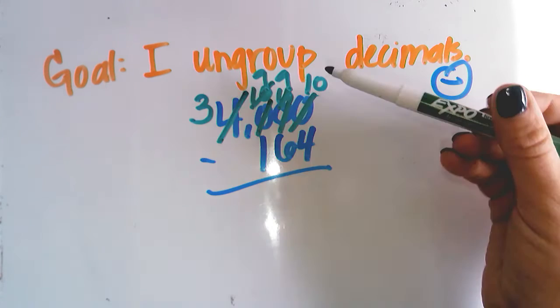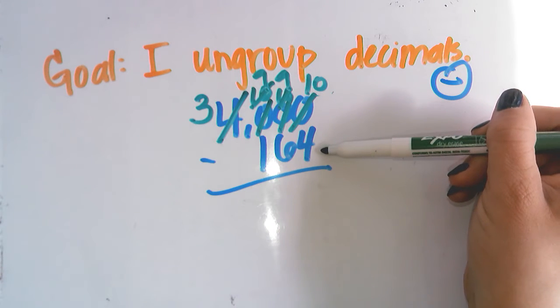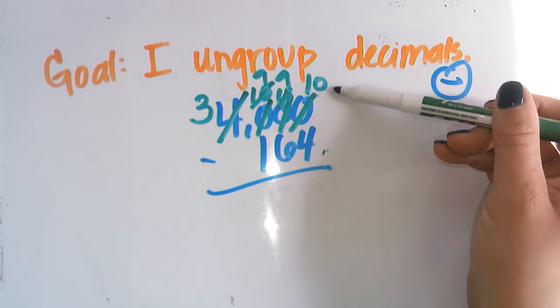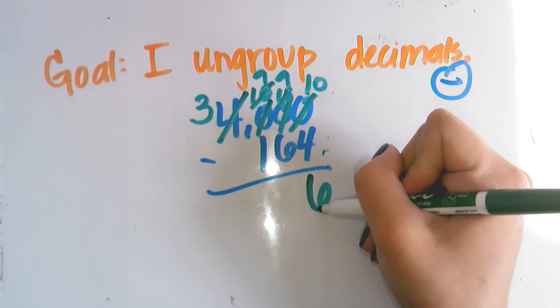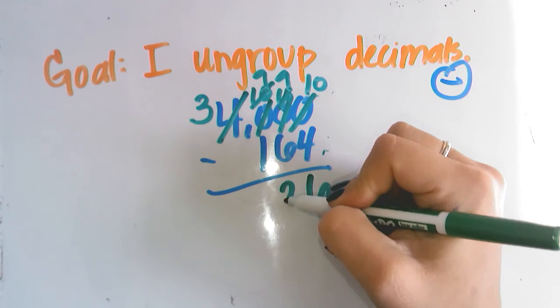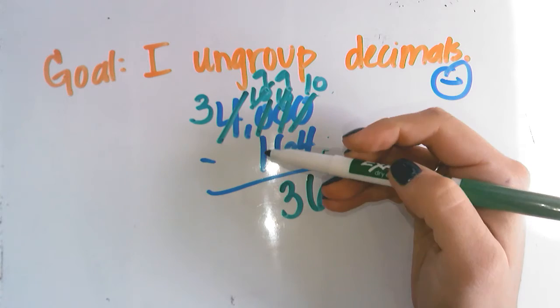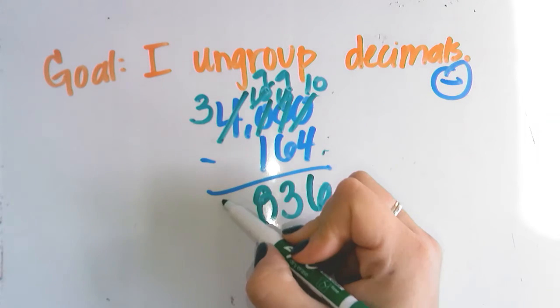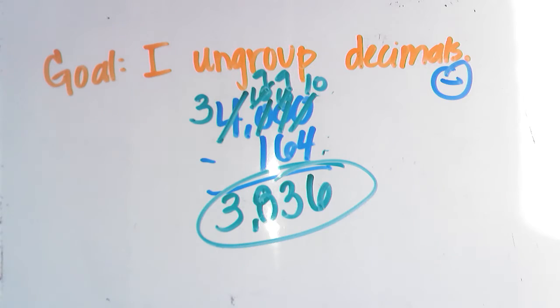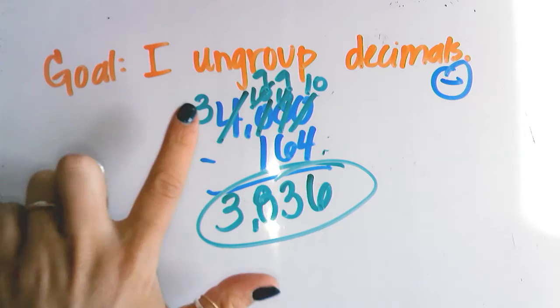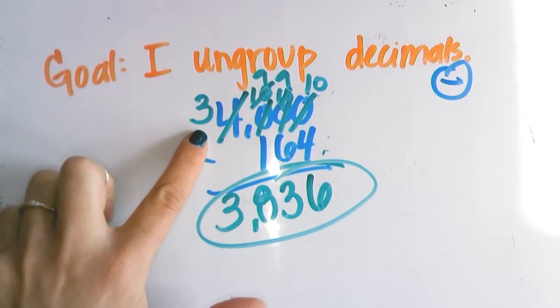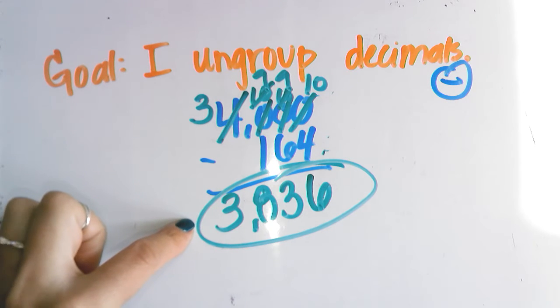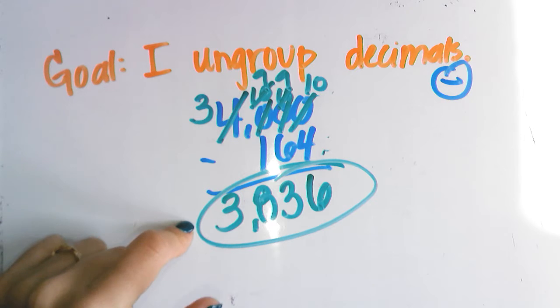And now that I have 10 above my 4, I can subtract. So 10 minus 4 is 6, and 9 minus 6 is 3, and 9 minus 1 is 8, and 3 minus nothing is 3. So I get 3,836, and I know this is a logical answer because it's smaller than the number I started with, and because I'm taking something away, it needs to be smaller than that.